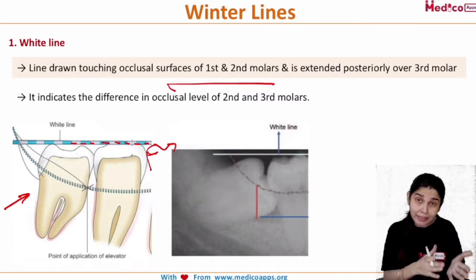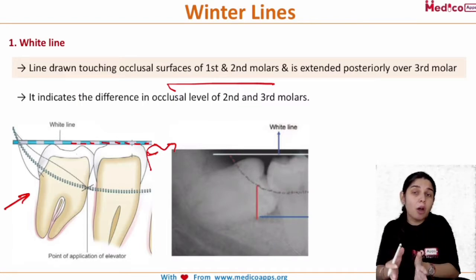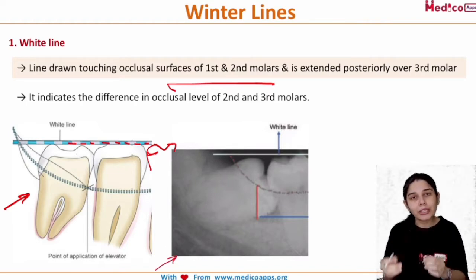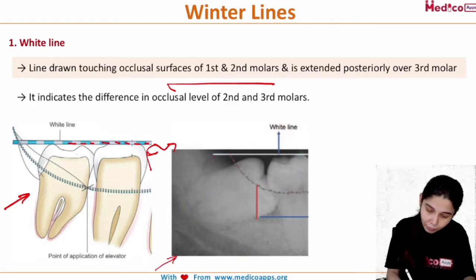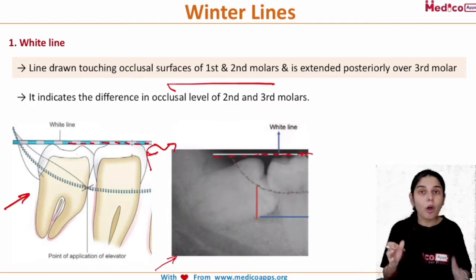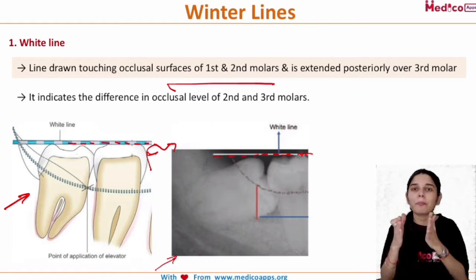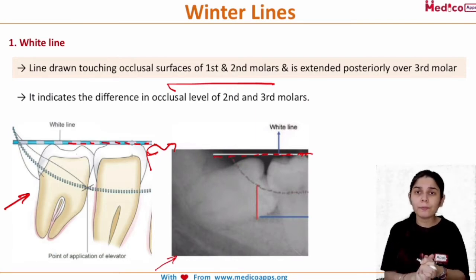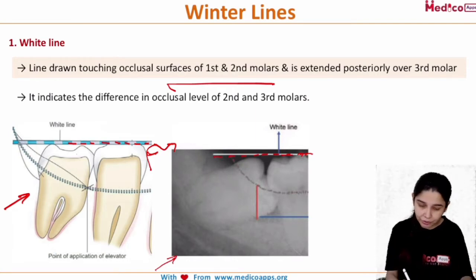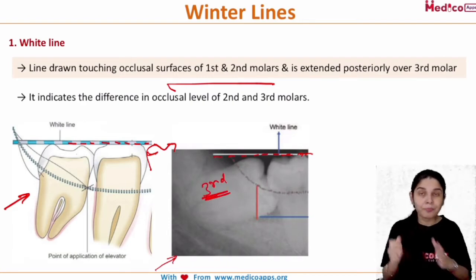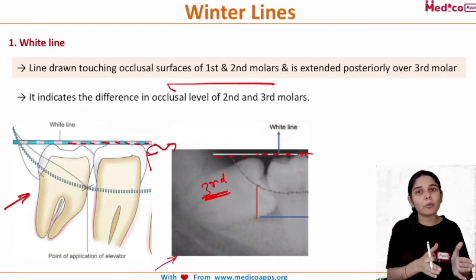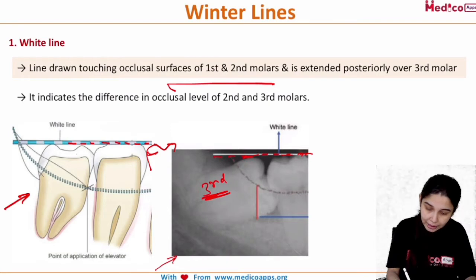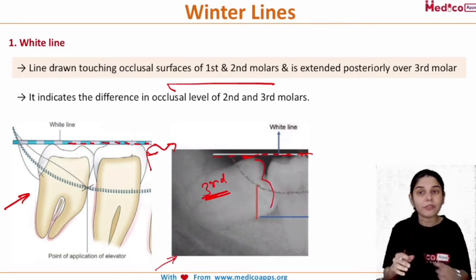To understand the significance, shift your focus to this IOPA. As you can see in this image, this is the white line I am discussing, which is touching the occlusal surface of the second molar. But is it touching the occlusal surface of the third molar? No, it is not. This is your third molar. It is touching the third molar, but on the surface behind the occlusal surface. This is the behind surface and this is the occlusal surface of the third molar.